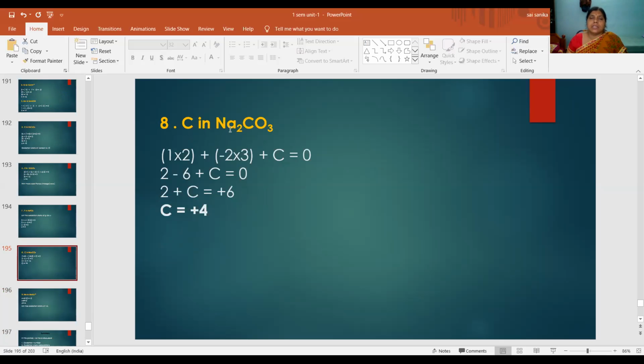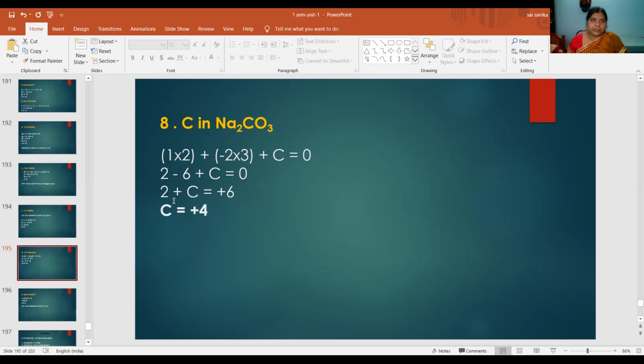Then the 8th one, C in Na2CO3. So C you don't know, X. Sodium is a first group element, so plus 1, so 2 sodiums, 2 into 1, plus 3 oxygens, 3 into -2. Directly here we keep C as X, so 2 minus 6 plus C equal to 0.